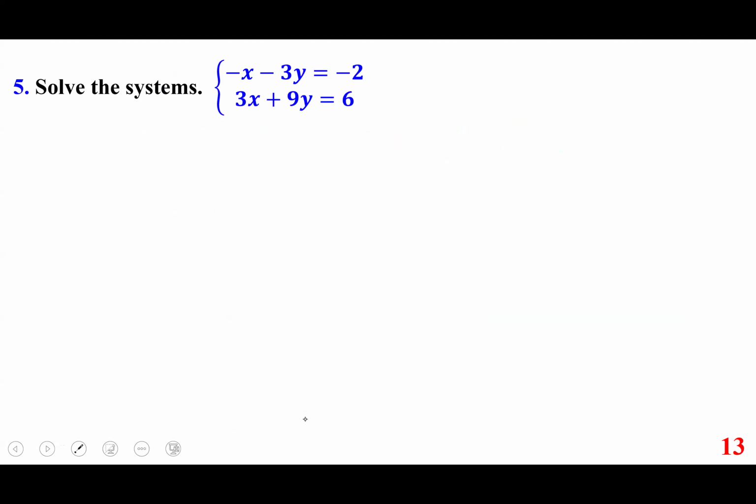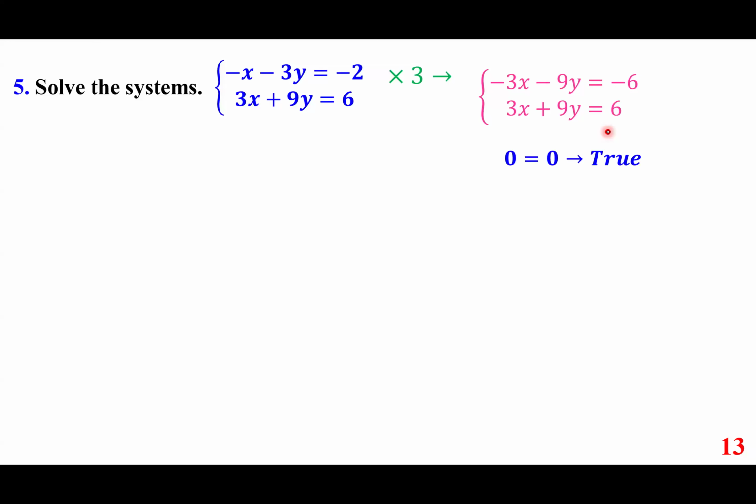What about this one? Again, by hand, you may notice that if I multiply this one by 3, let's say I want to get rid of the x. If I multiply by 3, I get minus 3x, minus 9y, minus 6. And everything cancels out. These two cancel out, these two cancel out, these two cancel out. 0 equals 0, which is a true statement.